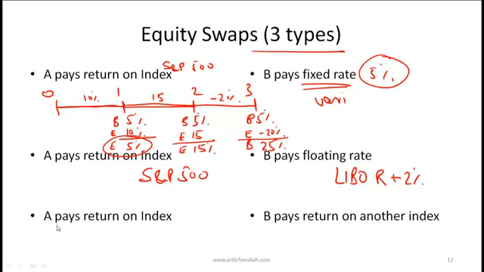And finally, we can have a setup where A pays based on one index, say the S&P 500, and you can have B which pays based on another index. So you might have party B which is paying based on the Dow Jones Industrial Average or Dow Jones Index. So two separate indices. Party A pays based on the return on this index. Party B pays based on the return on another index.